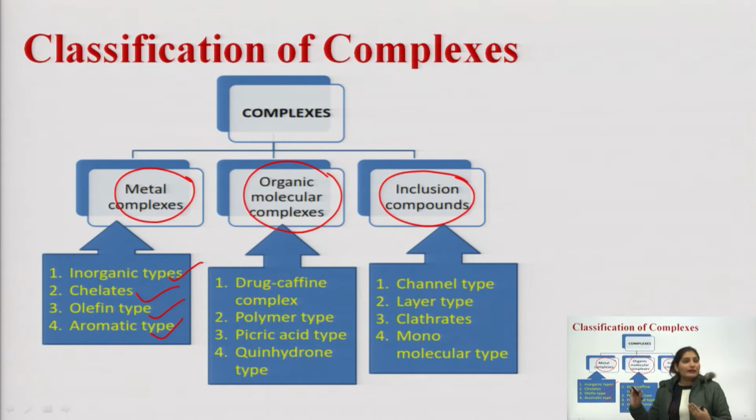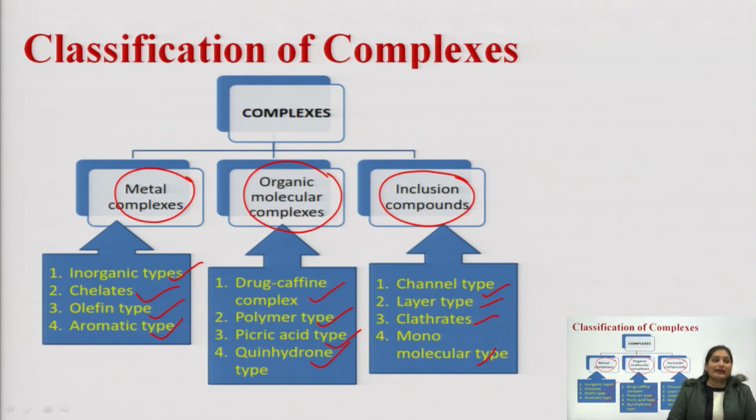Organic molecular complexes are classified into 4 categories: drug caffeine complex, polymer type, picric acid type and quinhydrone type. Next is inclusion compounds. These inclusion compounds are also categorized into 4 classes. What are these? Channel type inclusion compounds, layer type inclusion compounds, clathrates and monomolecular type of inclusion compounds.